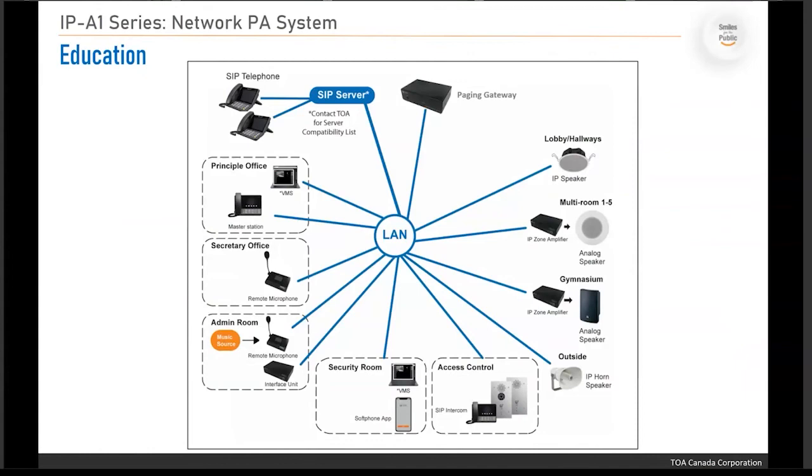I would like to highlight that if you need to have more than one multicast streaming at one time, you need to install more than one paging gateway. So if you want to do two paging signals to two different zones at one time, you need two paging gateways because each paging gateway will handle one multicast stream at a time.